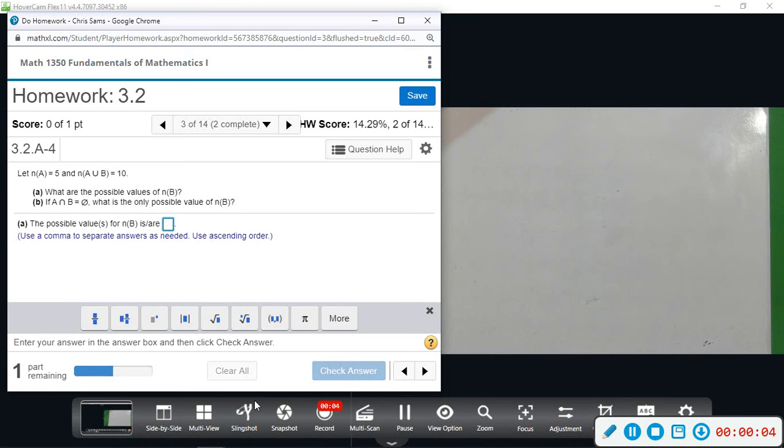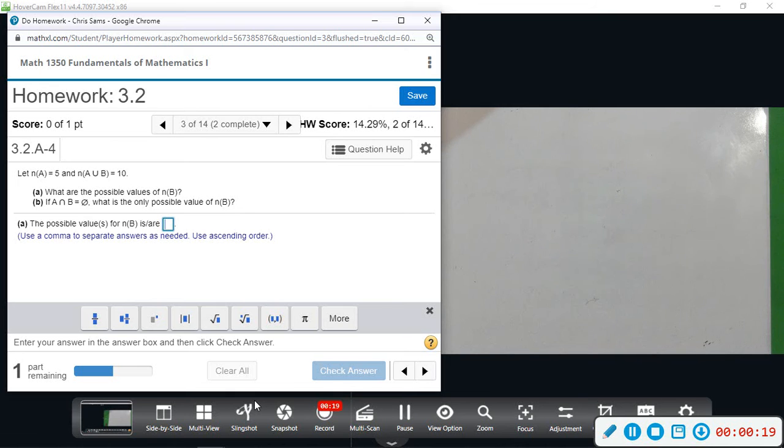Okay, number 3, we have A, the number of elements has 5, and then we know that A union B, the combination of those two, has 10. What are the possible values of B?